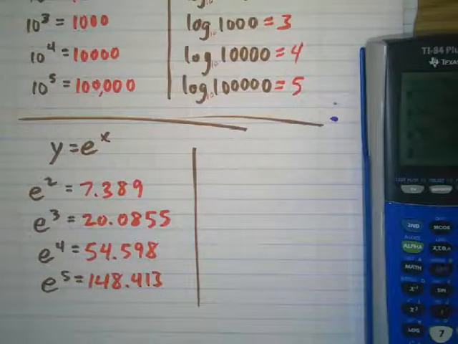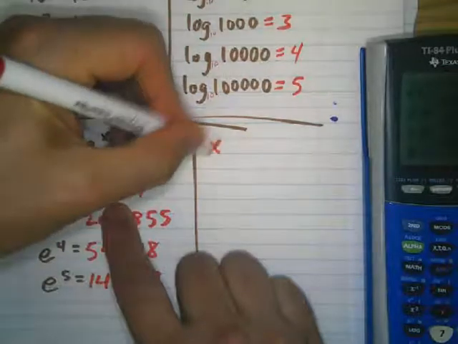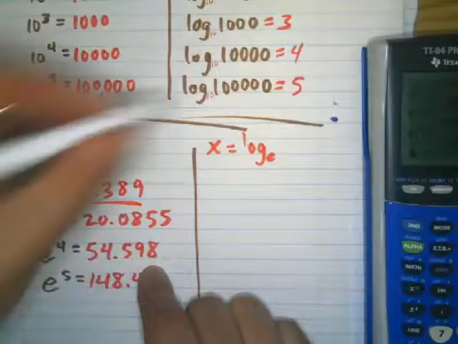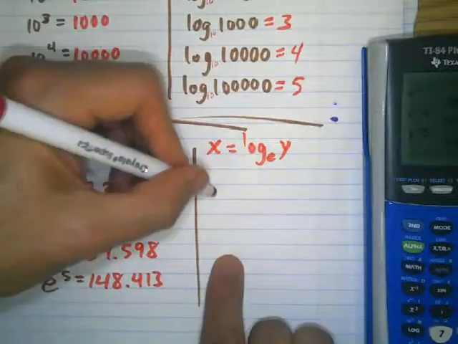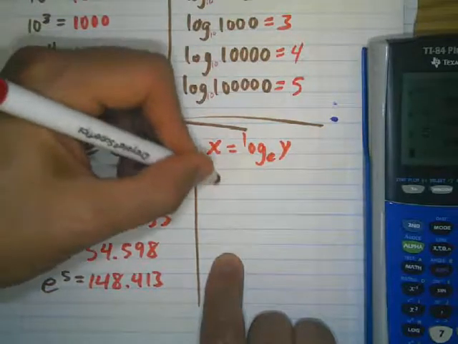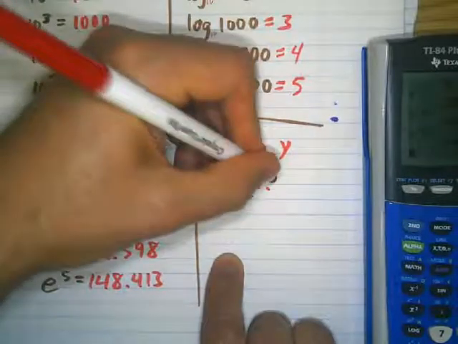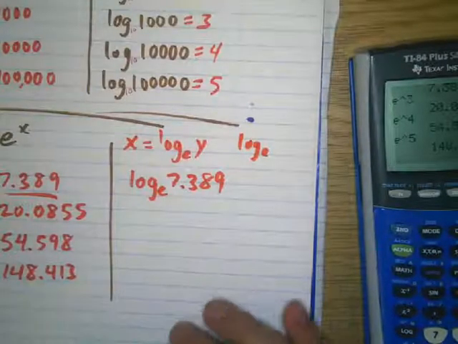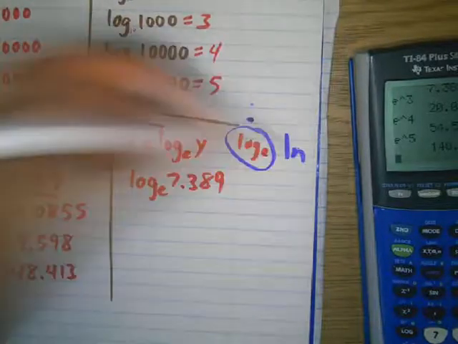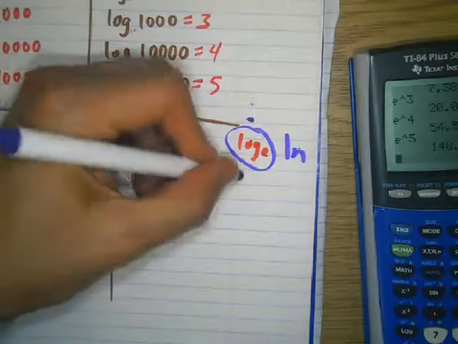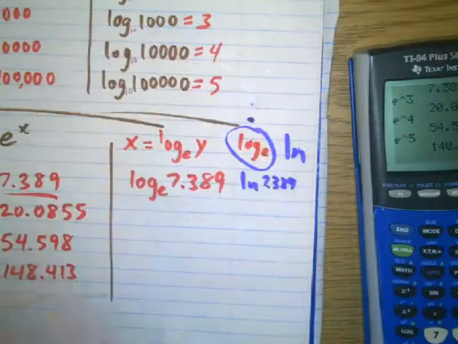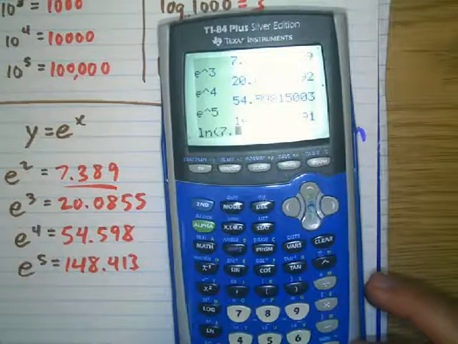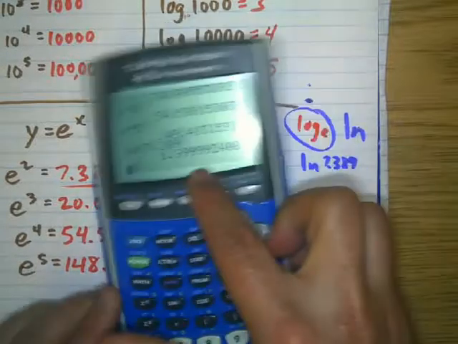Now, what if I want to rearrange this in log form? Then I would say x equals log base e of this value here. So if I've got log base e of 7.389, on the calculator, log base e is written as ln, which means natural log. So if I've got natural log of 7.389, guess what we get? Let's just call this 2.